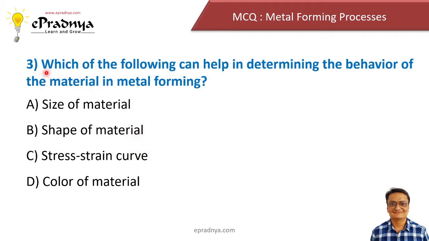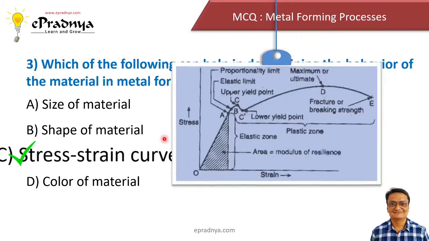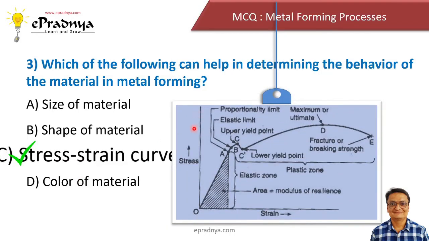So third question: which of the following can help in determining the behavior of material in metal forming? The options are size of material, shape of material, stress strain curve and color of material. And the correct answer is stress strain curve. What is the stress strain curve? You will be learning that in SOM.